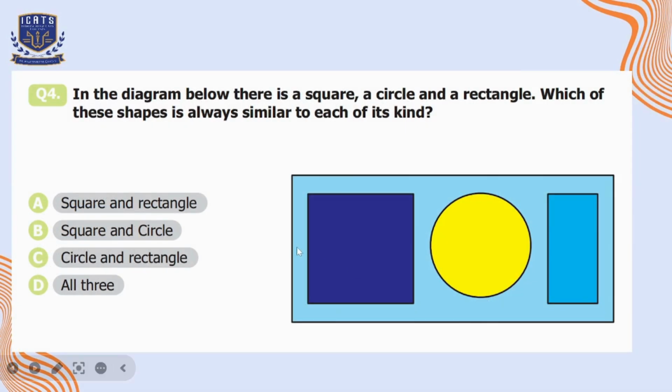Question number 4. In the diagram below, there is a square, a circle, and a rectangle. Which of these shapes is always similar to each of its kind? Option A, square and rectangle. B, square and circle. C, circle and rectangle. D, all three. So we know that all squares have 4 equal sides and 4 right angles.